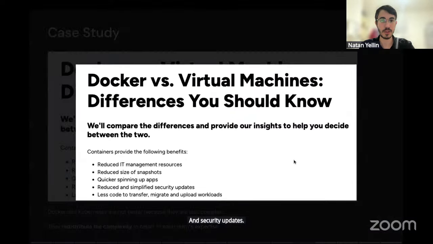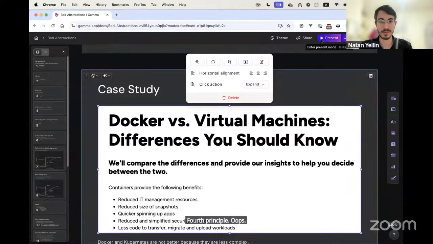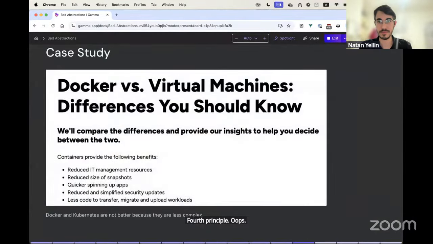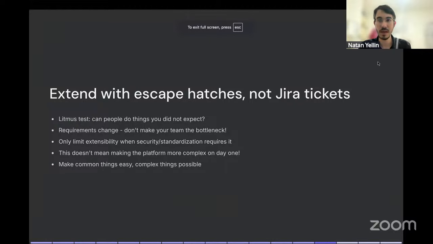Okay, so fourth principle. Extend with escape hatches, not Jira tickets.